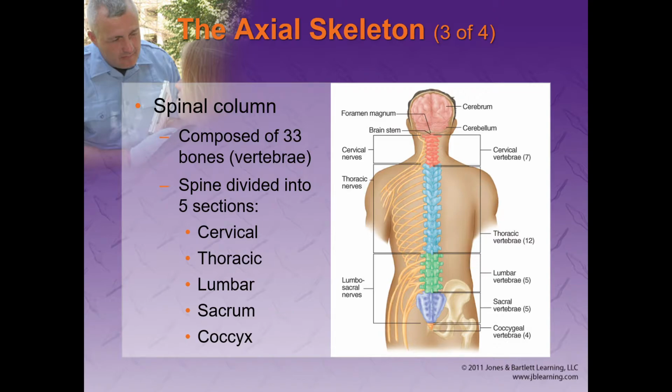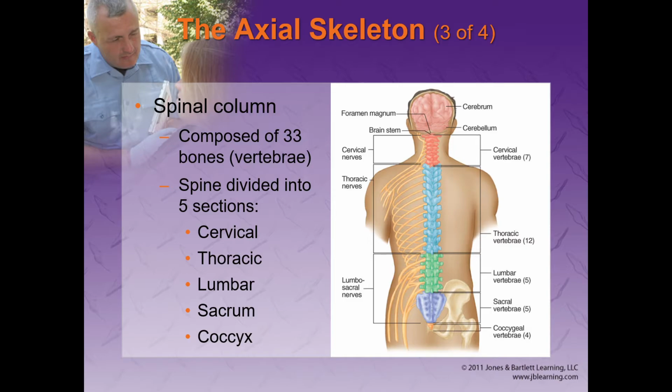Your spinal column is made up of 33 bones called vertebrae, and it's divided into 5 different sections. The top section is the cervical vertebrae. There are 7 of them, and they are so named for that area. So you have C1 through C7. The next section is your thoracic vertebrae. It's the middle and upper back. There are 12 thoracic vertebrae, so they are named T1 through T12.